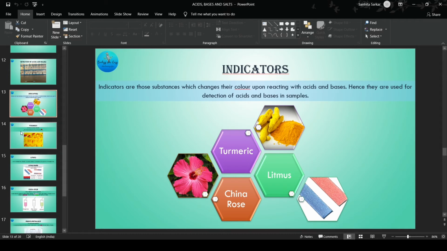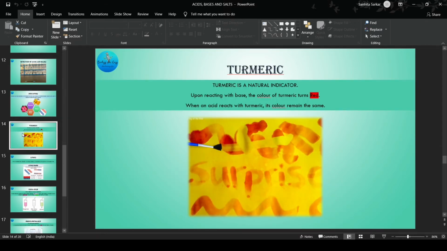Here, you can see three naturally occurring indicators, or three natural indicators. What are they? These are turmeric, litmus, which is extracted from lichens, and the petals of China rose. And what are lichens? Lichen is a symbiotic association between fungi and algae. Now, we will discuss each of them in detail.